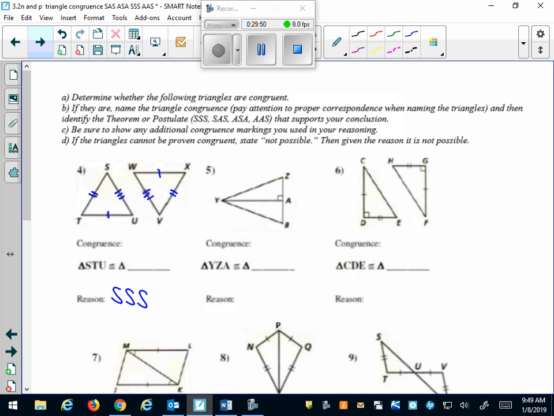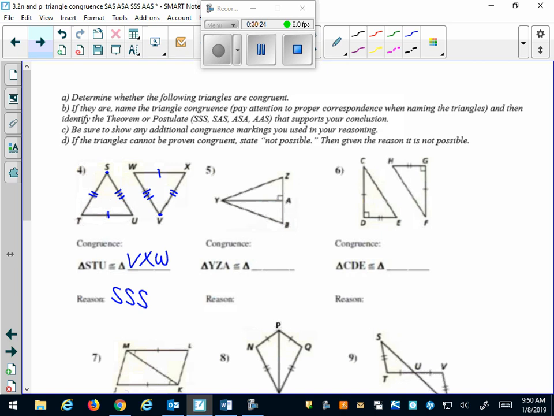And the congruence statement, remember the order matters. STU. That starts at S, which is the point that's between the double and triple markings. So what's going to be the first letter from the other triangle? V, right? Because that's between the double and the triple markings. Okay, then they went to T next, which is following along the double marking. So which letter is going to be next for here? X. And then to W.